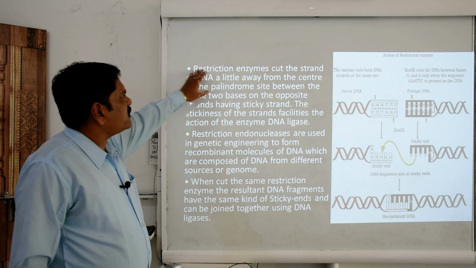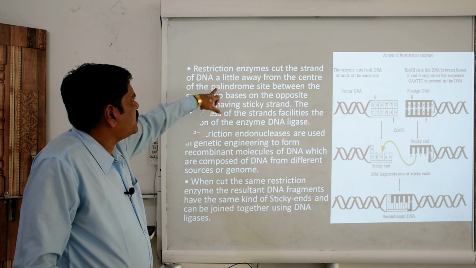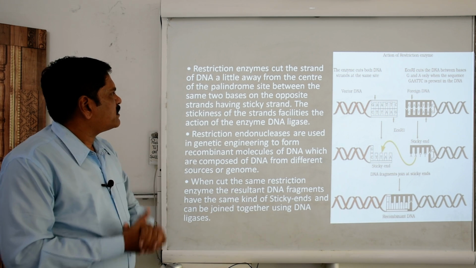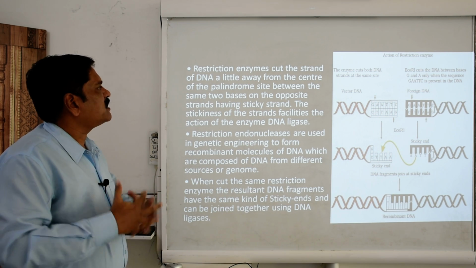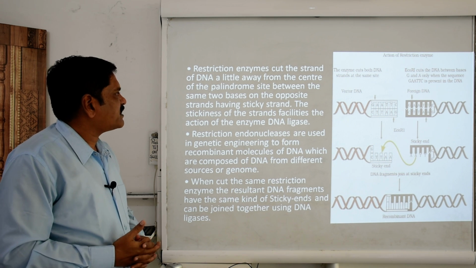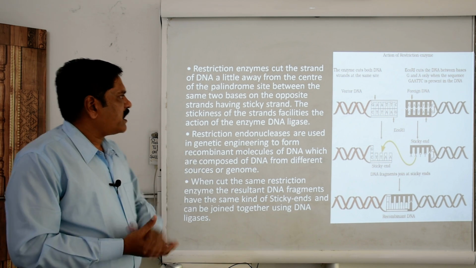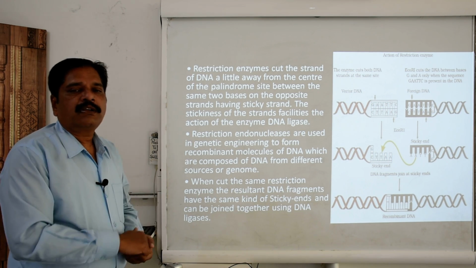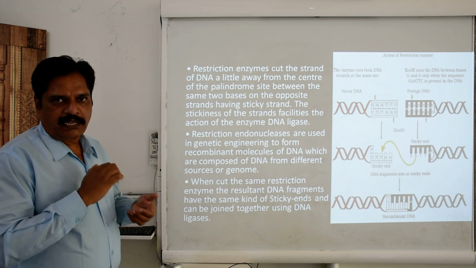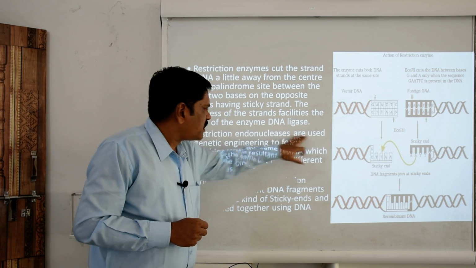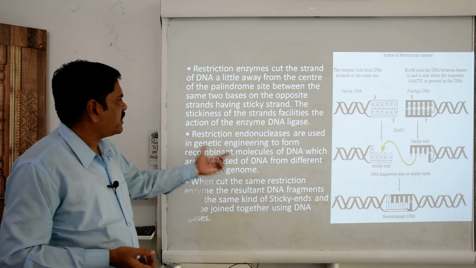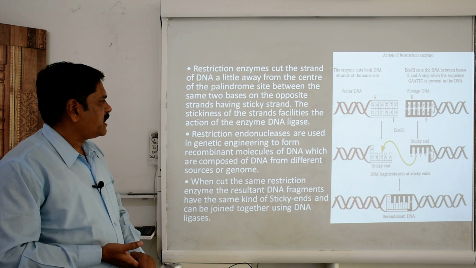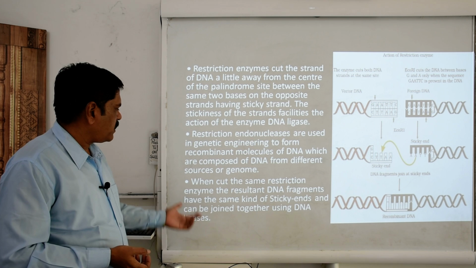Clear? Then these restriction enzymes cut the strands of DNA a little away from the center of the palindromic site, between the same two bases on the opposite strands, leaving sticky ends. And this stickiness of the strands facilitates the action of the enzyme DNA ligase. It is helpful for cutting, and later it also assists in joining these two pieces. Clear? The restriction endonucleases are used in genetic engineering to form recombinant DNA molecules, which are composed of DNA from different genome sources. Okay, as I told you.